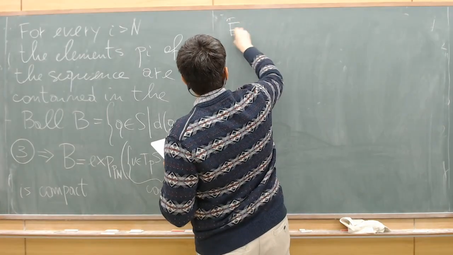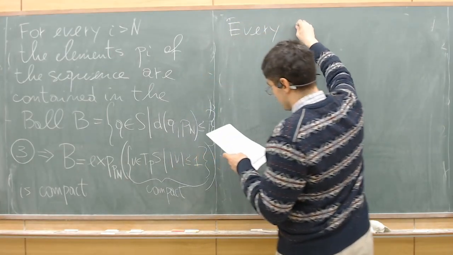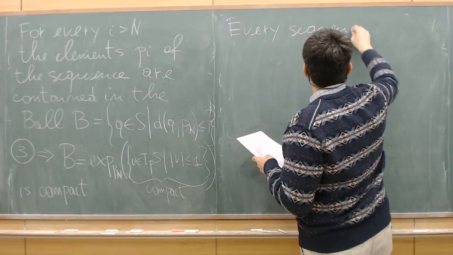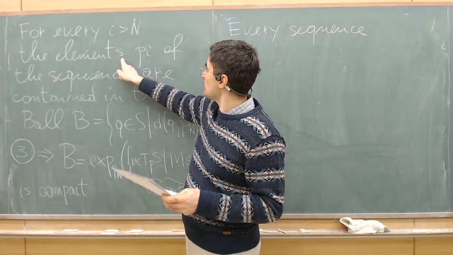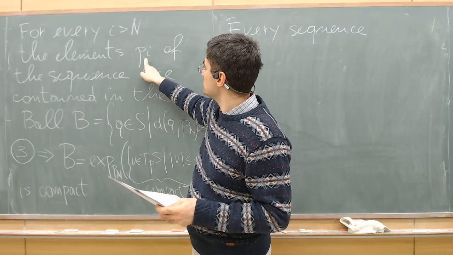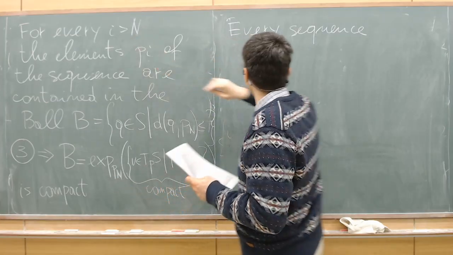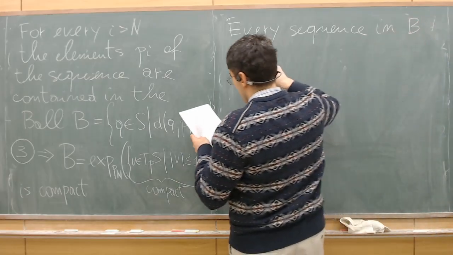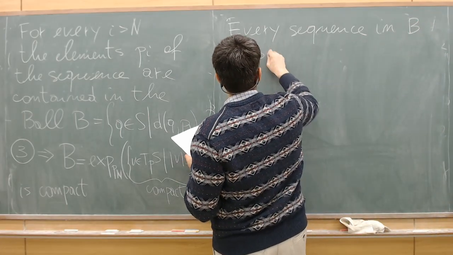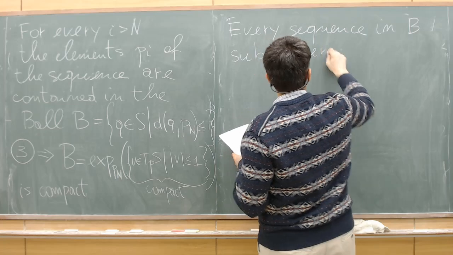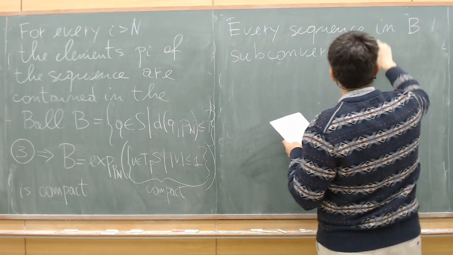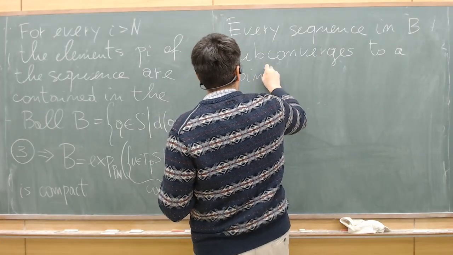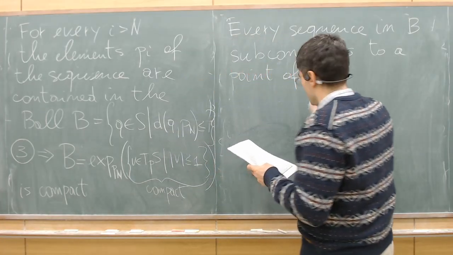So now we have a sequence, the sequence of elements p_i with i larger than n in B, subconverges to a point of B because B is compact.